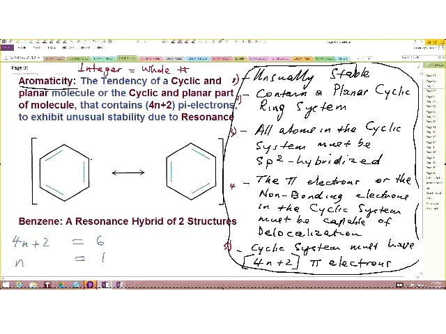Also, if you take a look at benzene, keep in mind that each one of these carbons has a p orbital here, p orbital here, p orbital here. But what happens? All of this contains electrons.